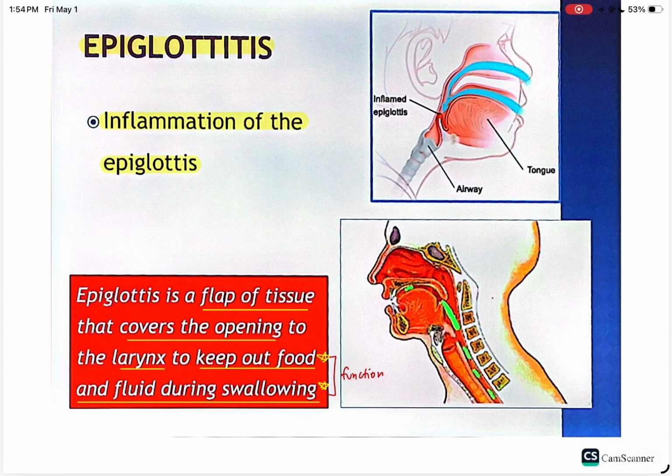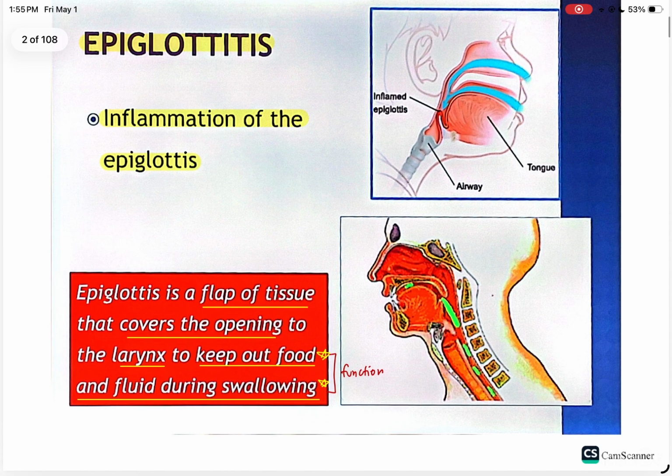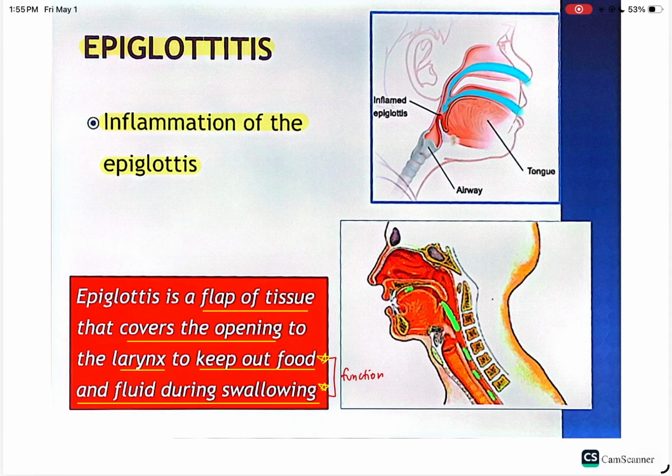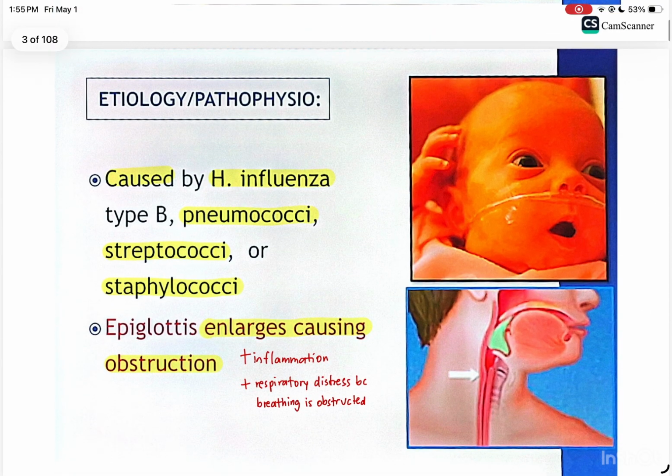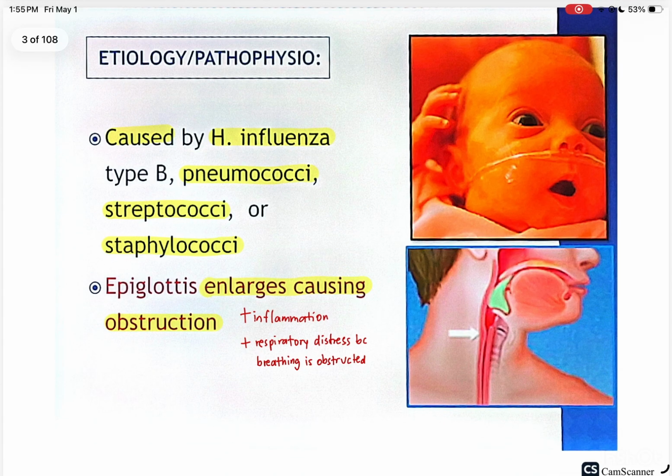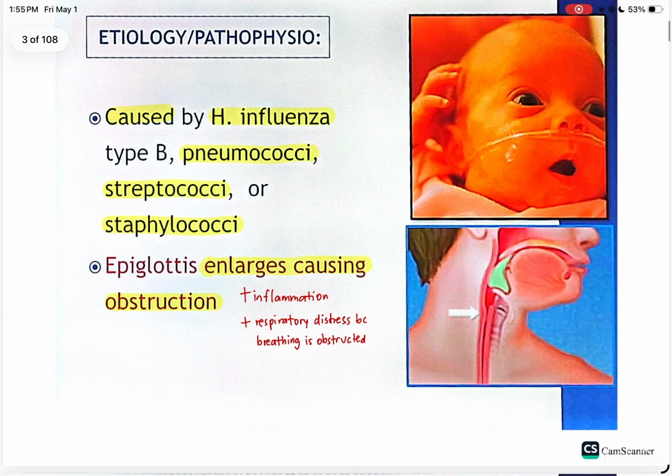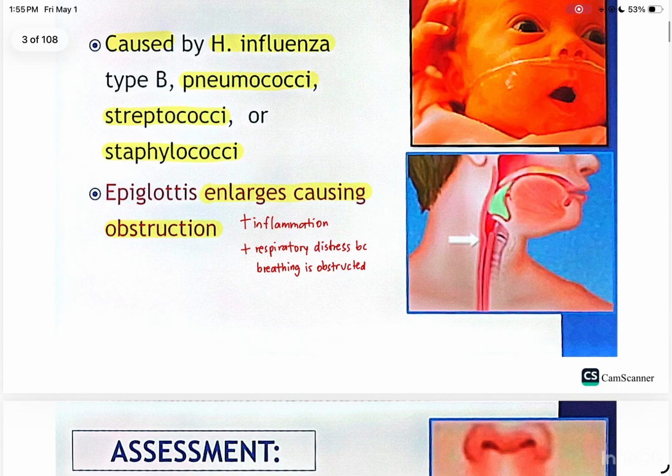Hello, so today we will discuss respiratory, cardiac, and musculoskeletal pediatric disorders. So, epiglottitis, inflammation of the epiglottis. What is the function of the epiglottis? It is a flap of tissue that covers the opening of the larynx to keep food and fluid out during swallowing.